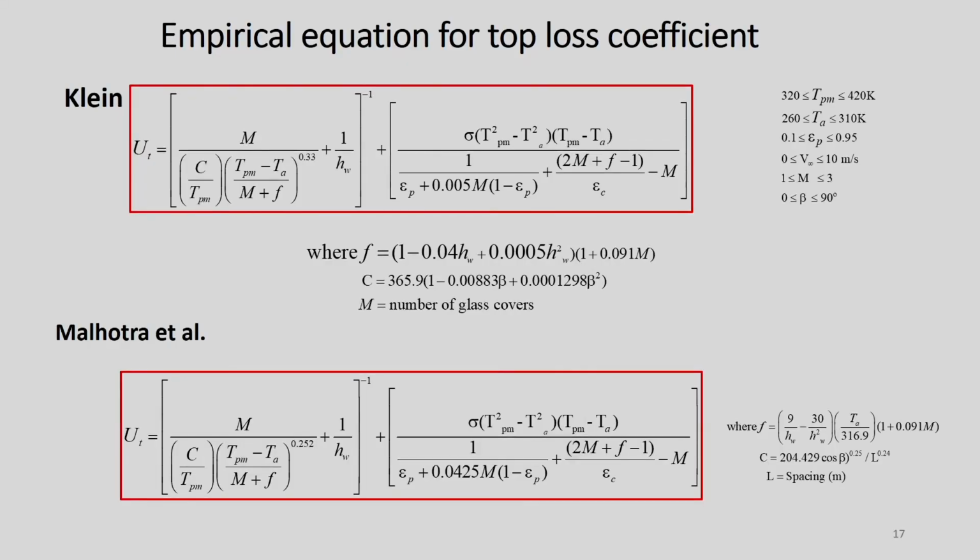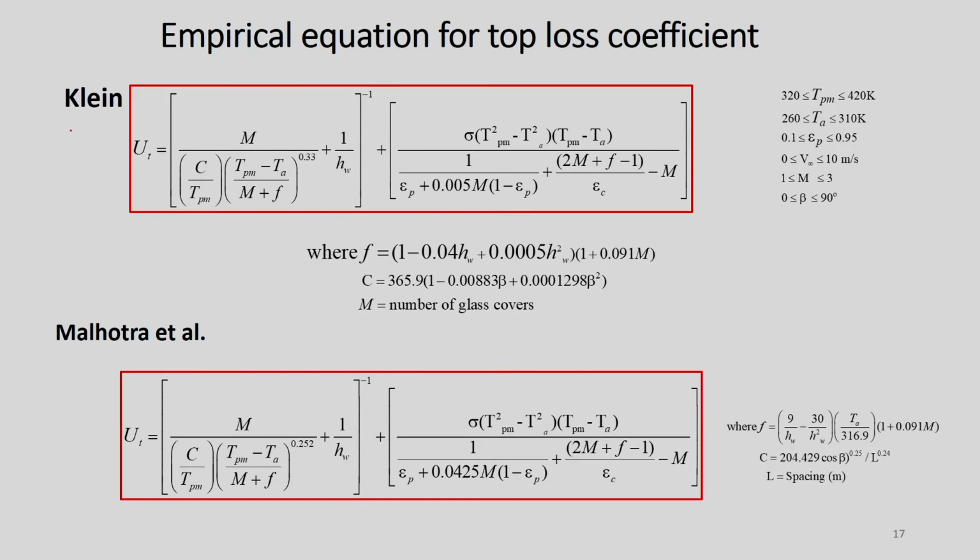So, there are empirical relations available. Without going through this trial and error, we can straightaway use some established correlation to find out the UT value of the particular collector. This correlation was developed by Klein. This is a very long correlation and there is a set of data conditions. We need to check the value of TPM, which has to be between 320 to 420 Kelvin. Then what is the ambient temperature?